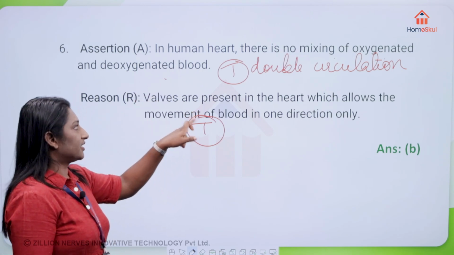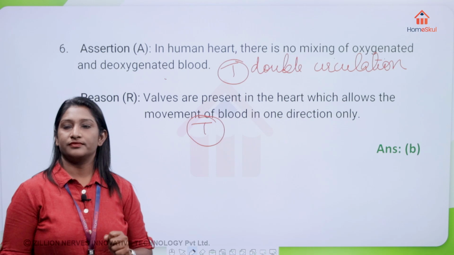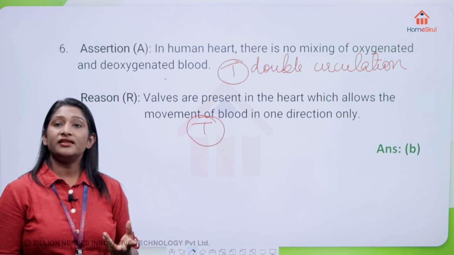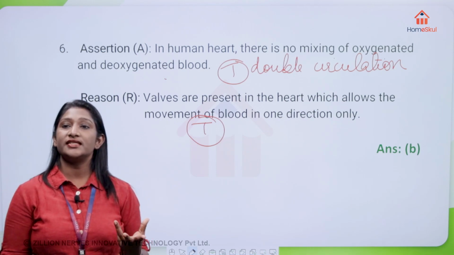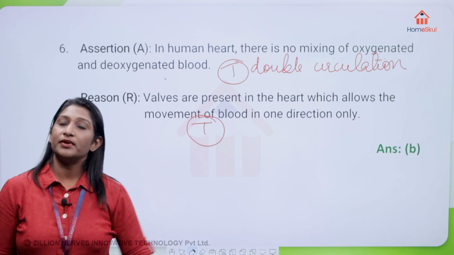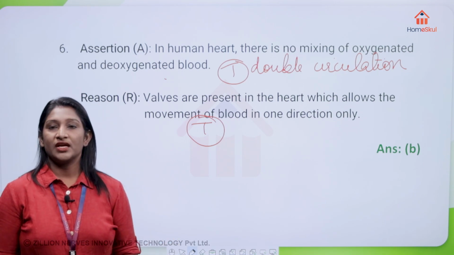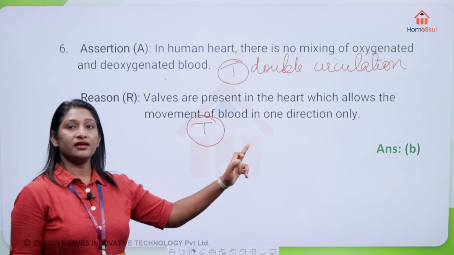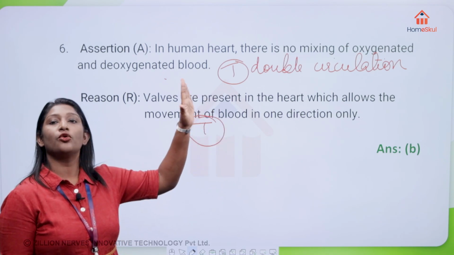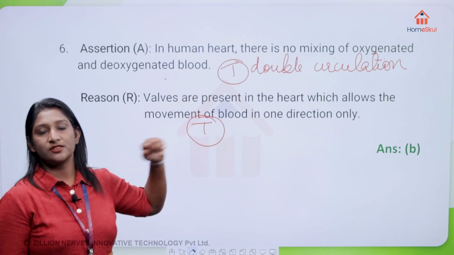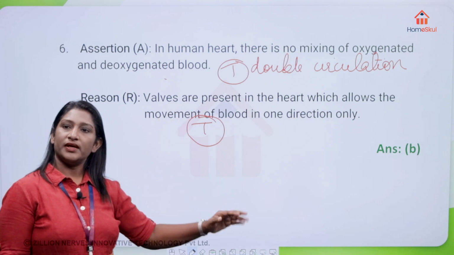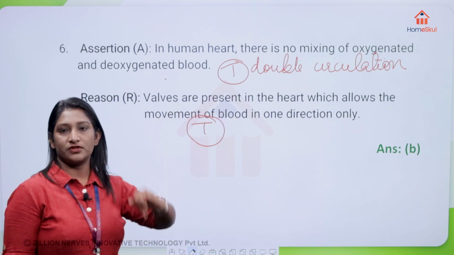Is this the clarification of the first one? In the human heart, there is no mixing of oxygenated and deoxygenated blood. That is okay. That is fine. And does this statement say anything about this one? No, this is not the correct explanation. Both are true, but this is not the correct explanation of this one.